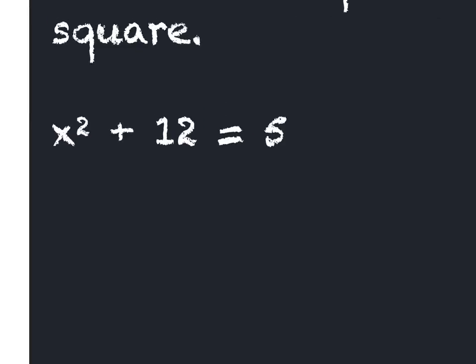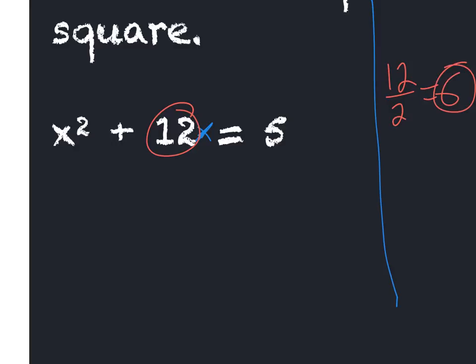So here we're missing an x. There should be an x right here. But we're going to go ahead and solve this one by completing the square as well. So to do that, you would first want to take that b value, which is 12, and cut it in half. 12 divided by 2 is 6.